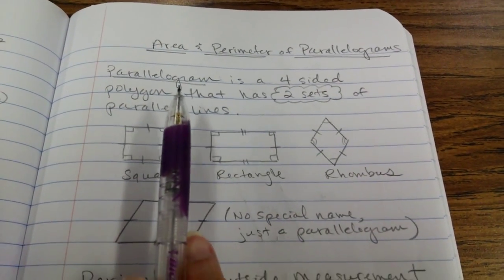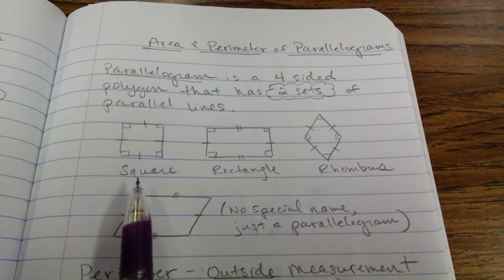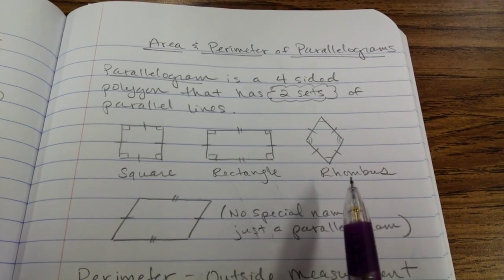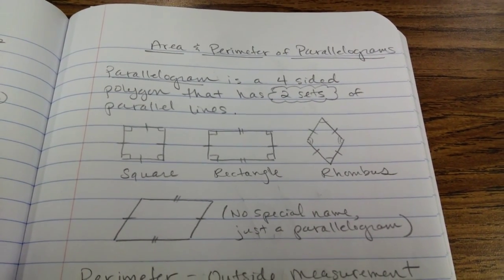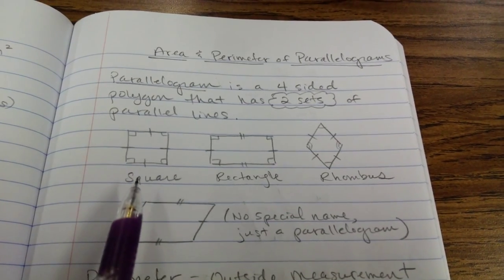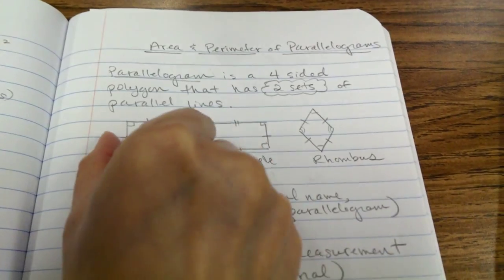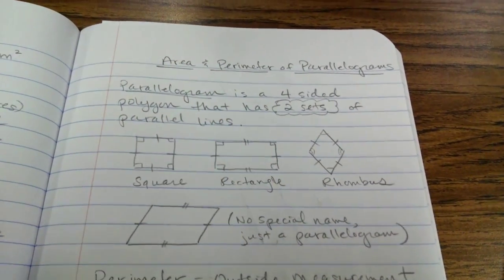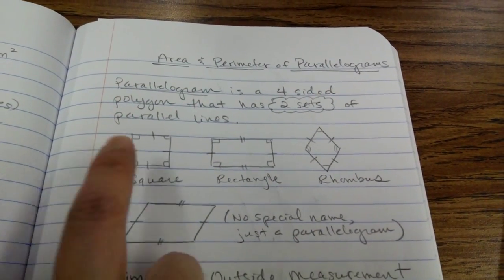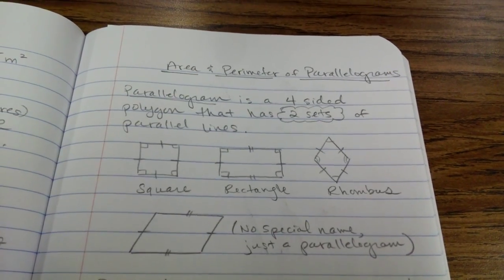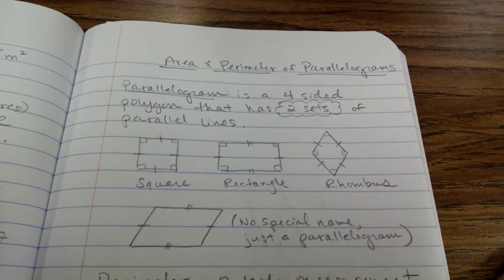Now, there are some special parallelograms. Squares, rectangles, and rhombuses are some of our special parallelograms. A square is a parallelogram because you can see there are two sets of train tracks going this way, train tracks going this way, so there's two sets of parallel lines. And it's special because all the sides are the same and then all the angles are 90-degree angles.